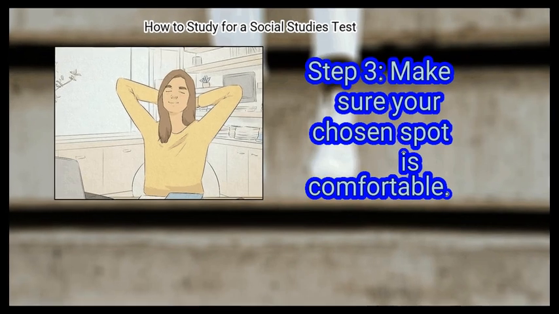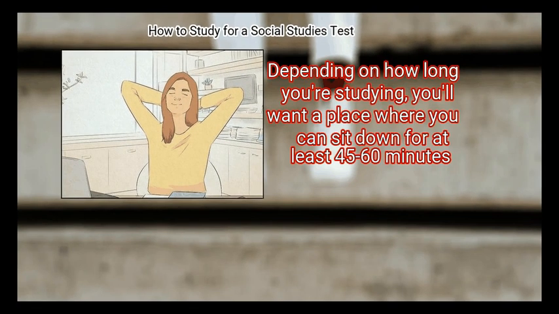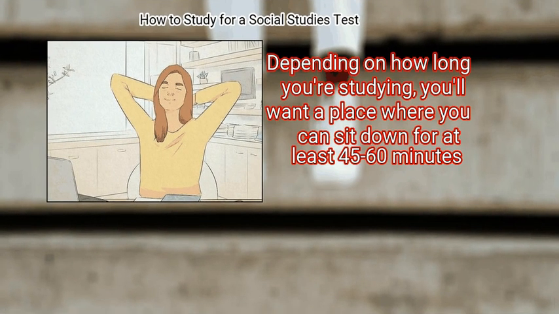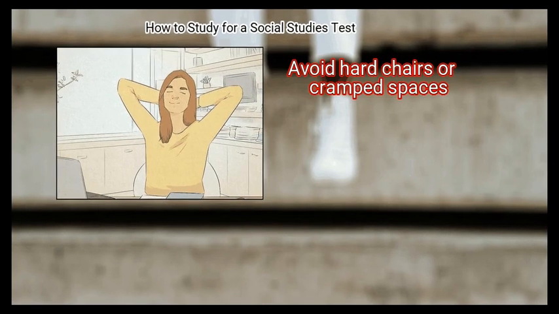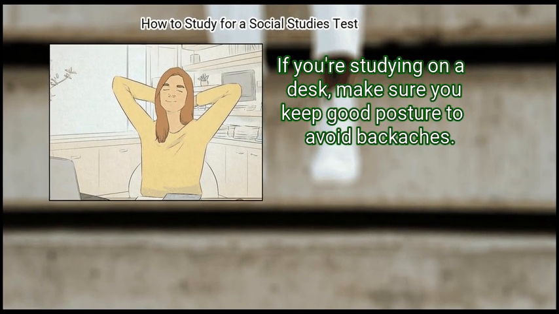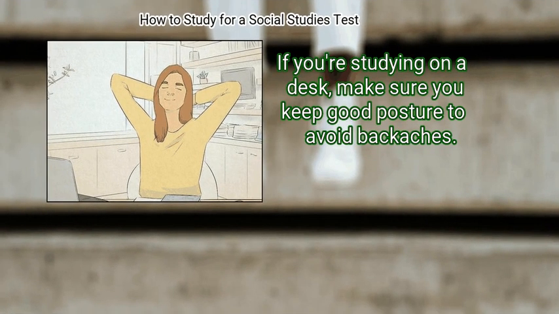Step 3. Make sure your chosen spot is comfortable. Depending on how long you're studying, you'll want a place where you can sit down for at least 45 to 60 minutes. Avoid hard chairs or cramped spaces. If you're studying on a desk, make sure you keep good posture to avoid backaches.